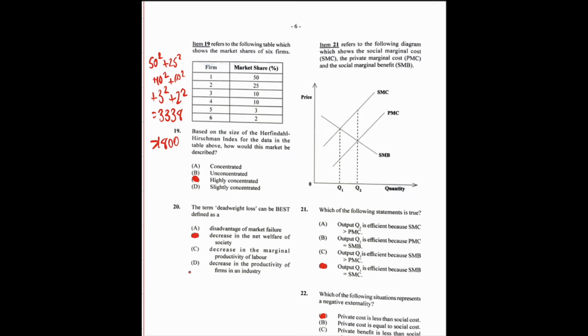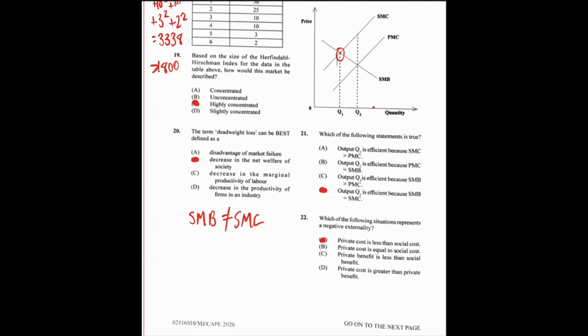20 says the term deadweight loss can be described as B, a decrease in the net welfare of society. So this is where social marginal benefit is not equal to social marginal cost. 21 says which of the following statements is true? Output Q1 is efficient because social marginal benefit is equal to social marginal cost, and that's true. This is where the society actually wants production to take place because it's most optimal.